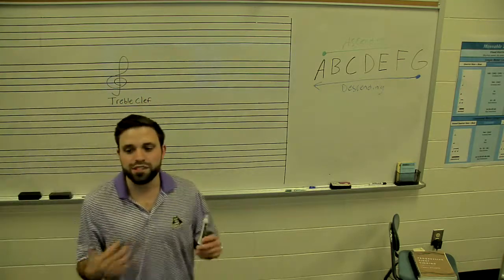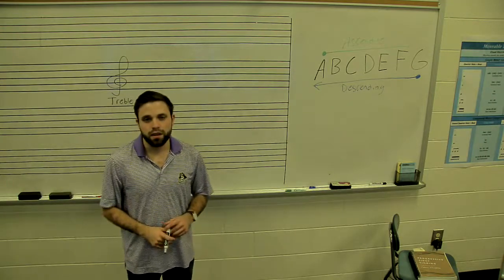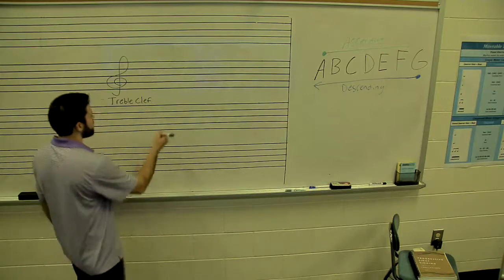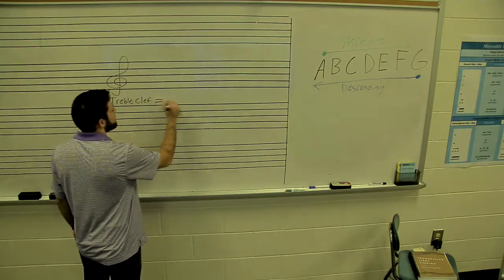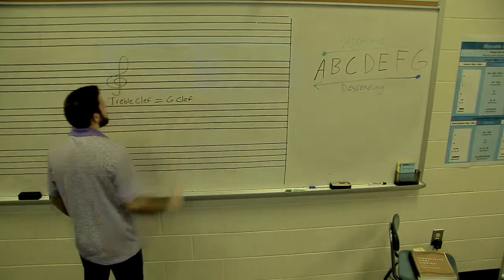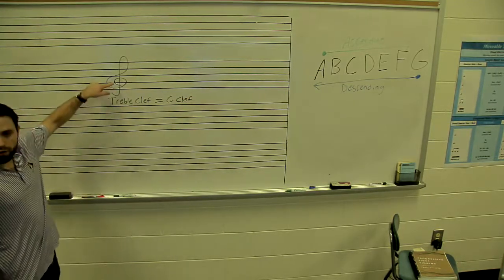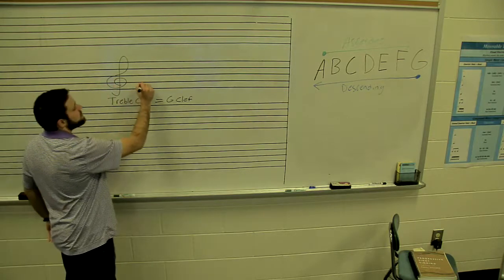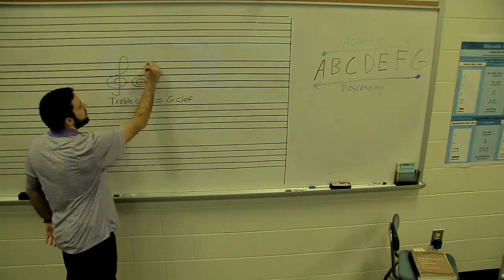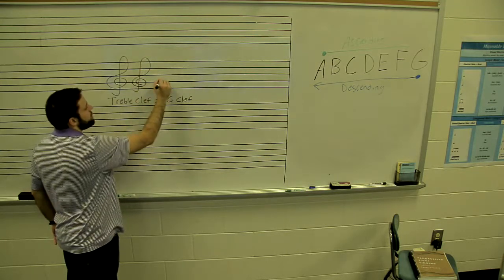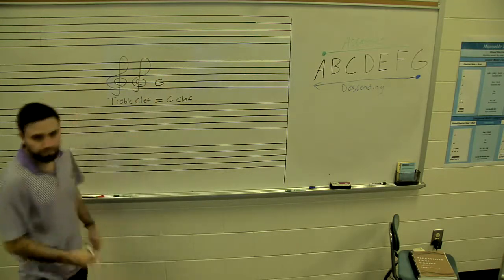The treble clef tells us where G is. The treble clef is also known as the G clef, because the little circle tells us where G lies. Around this is where you start. Right below the curl is where G lies. So G would be here.